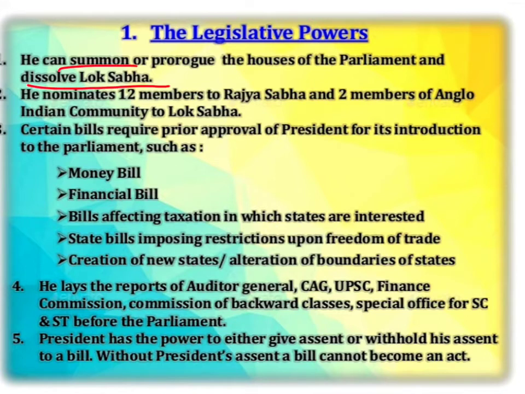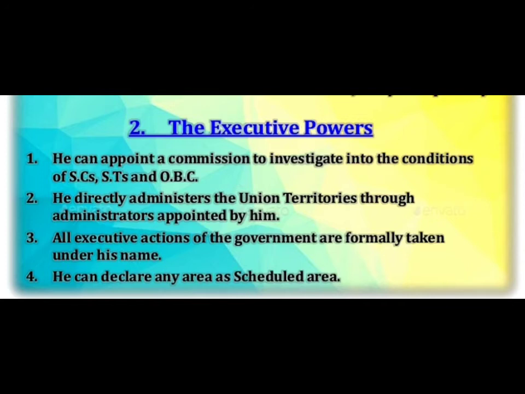He can summon the houses of the parliament and dissolve the Lok Sabha. That means he can start and close the Lok Sabha. He nominates 12 members to Rajya Sabha and 2 members of Anglo-Indian community to Lok Sabha. There are some bills that need the approval of president, starting from money bill, I told you in the previous video, financial bills, the ordinary bills, bills affecting taxations, and other bills that create new states or the alterations. Okay, president has the power to either give the assent.